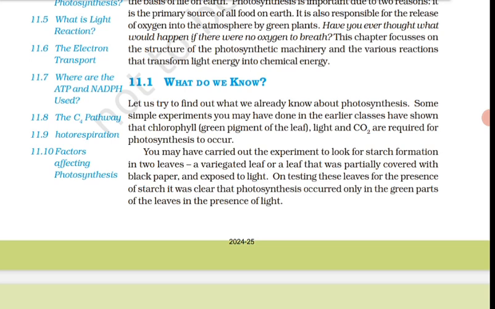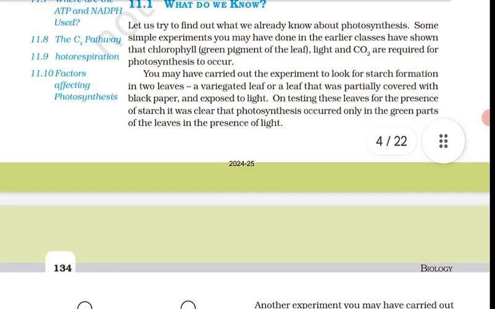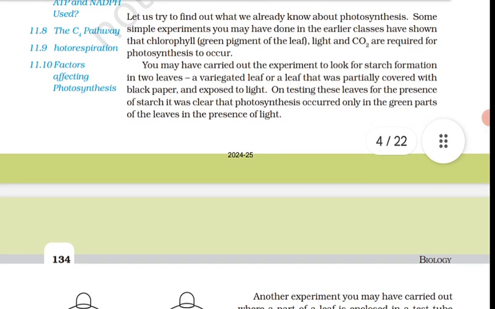Photosynthesis is important due to two reasons. It is the primary source of all food on earth. It is also responsible for the release of oxygen into the atmosphere by green plants. Have you ever thought what would happen if there were no oxygen to breathe? This chapter focuses on the structure of the photosynthetic machinery and the various reactions that transform light energy into chemical energy. Next is, what do we know?